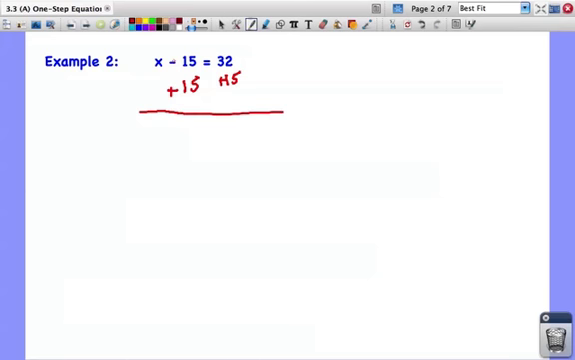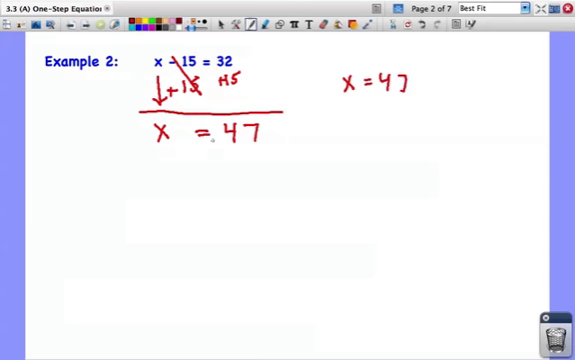Negative 15 plus 15 equals 0. It cancels itself out. I'm going to bring down my x because that's what's left over. X stays the same. Bring down my equal sign. 32 plus 15 is 47. So what we found out is that x equals 47.